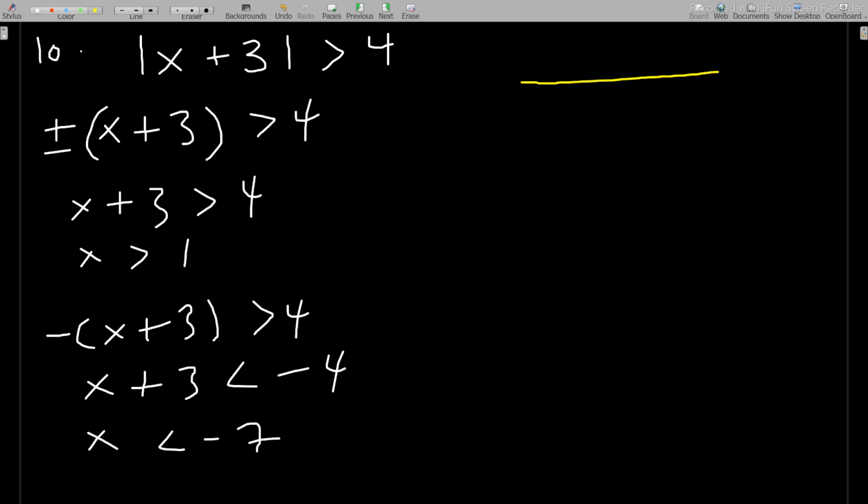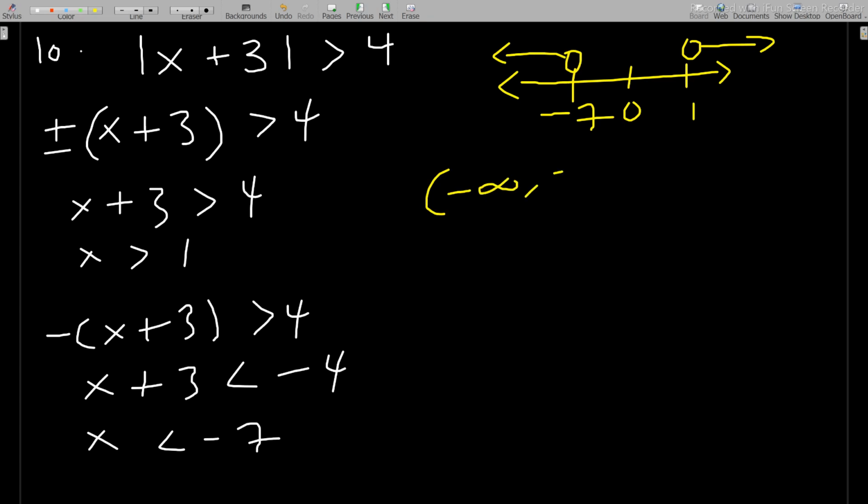So you go to your number line with the same thing. When I draw the number line with 0 here, I have my negative 7 here, and I have my 1 here. So x is greater than 1, which means 1 is not part, so I draw a circle on top of it, and the arrow should be at the right. Less than negative 7 is also like this, the same thing, just that this time they are not part. So I have negative infinity, comma, negative 7, all with open intervals, union, open interval 1, comma, infinity. This is the solution.